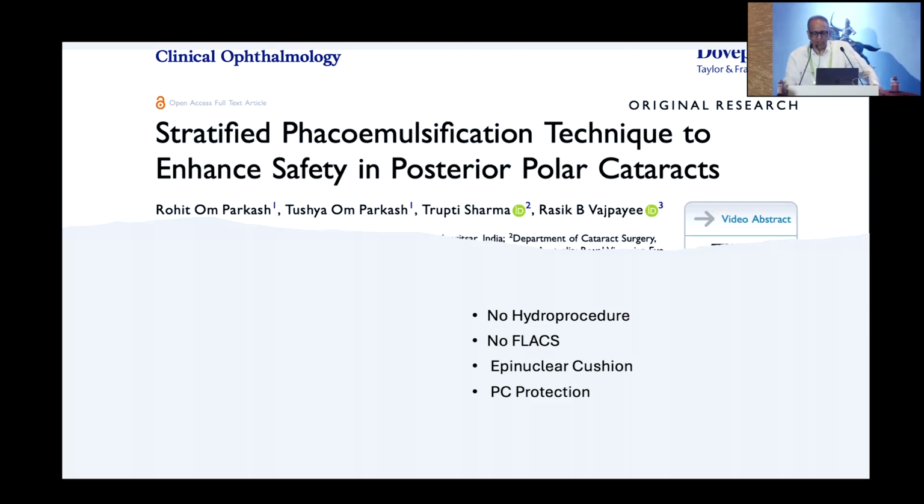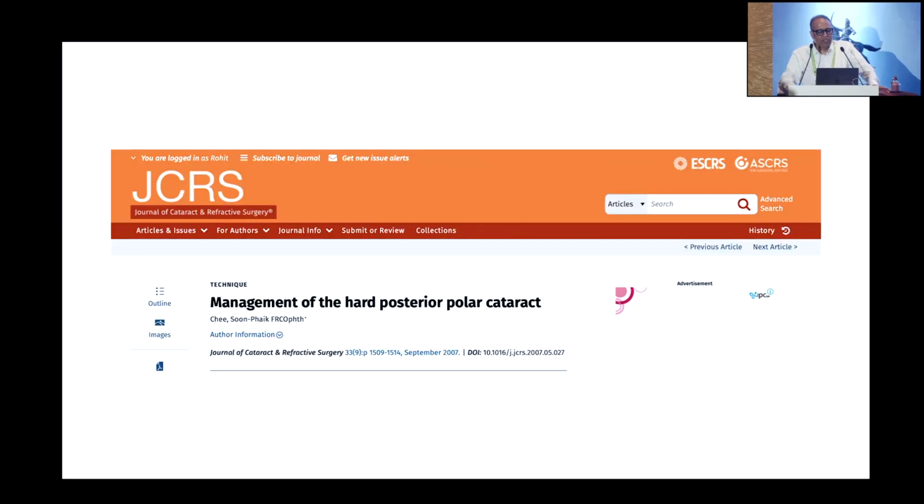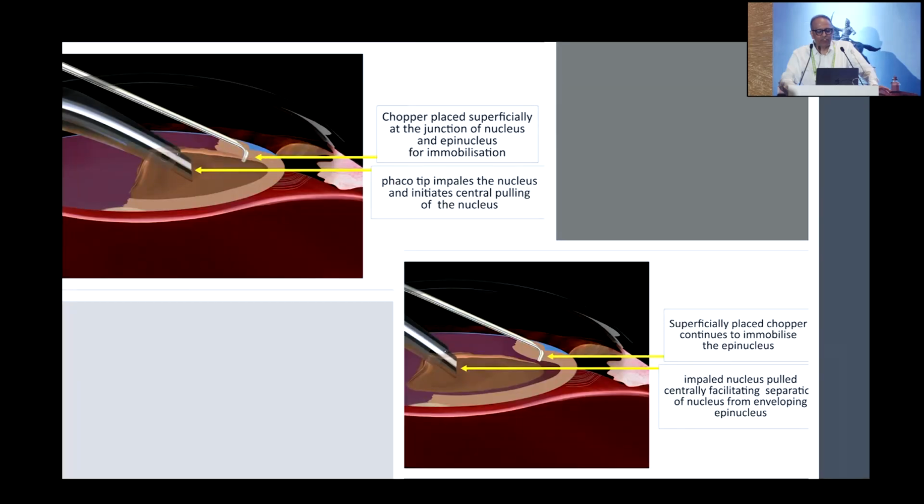So now I come to the stratified phacoemulsification technique to enhance safety in posterior polar cataracts. This technique doesn't involve any hydro procedure. There is no flax. There's an epinuclear cushion which is left behind which protects the posterior capsule. So this was an initial work of Chi Soon Fake which we modified.